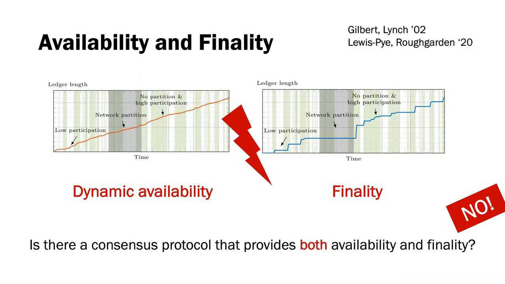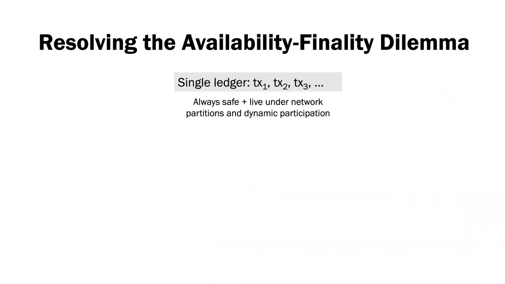And this is perhaps not that surprising. After all, how could you have a single ledger that has both the behavior on the left and the behavior on the right plot simultaneously? So the availability-finality dilemma tells us that there cannot be a single ledger that is always safe and live under both network partitions and dynamic participation.